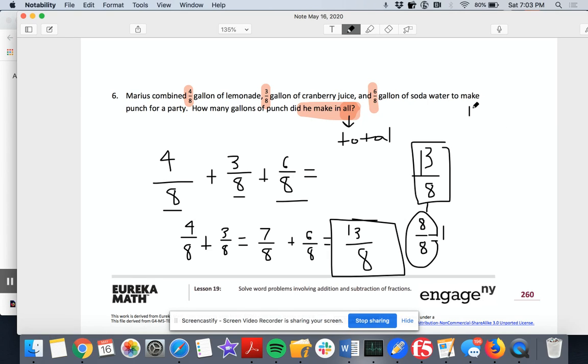And I have to think, what is left over when I take 8 over 8 from 13 over 8? What is 13 minus 8? Well, I know that 13 minus 8 is 5. 5 over 8. So I have, and my final answer is 1 and 5 over 8.